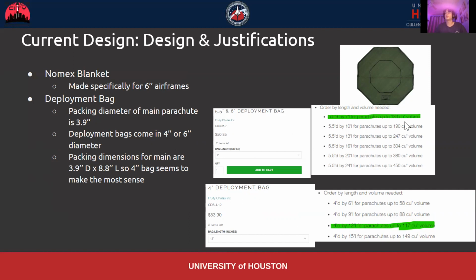This one, theoretically, it would work. It's just not optimized for our 7-foot main parachute. So we are going to go with this one here.